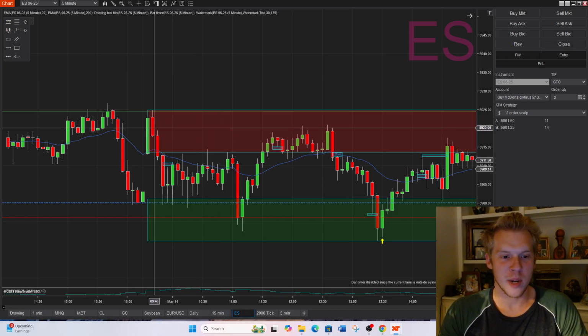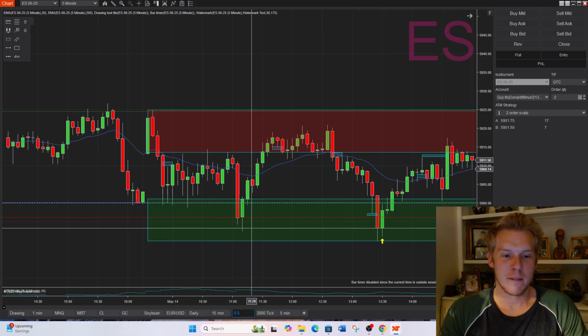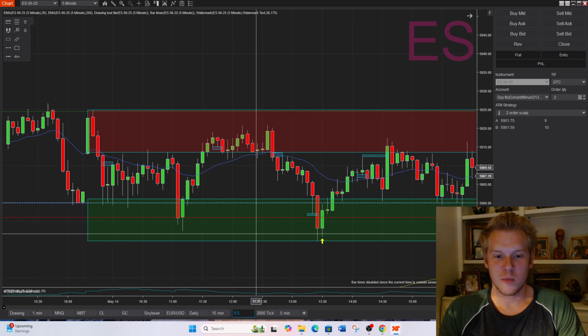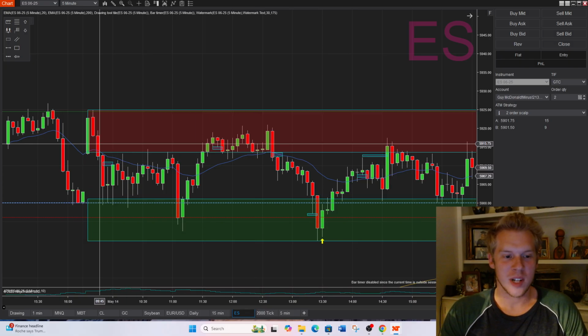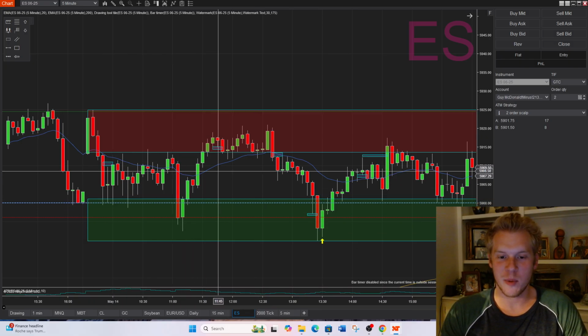Also, breakout attempt here that fails. Another breakout attempt that fails. So when you're seeing breakout attempts that are failing, that's a sign of a trading range. And when you see breakouts failing, what tends to continue happening is that breakouts fail. So a couple failed breakouts here increases the chances that we're going to continue to do that.